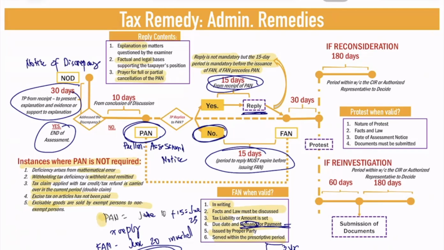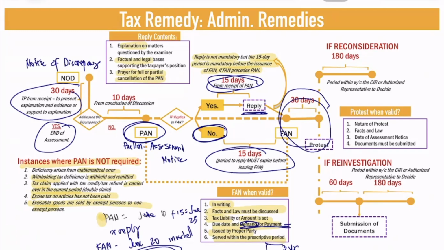Kung nag-issue si BIR ng FAN, kailan siya valid? In writing, facts and law, tax liability, kailangan yung due date and there must be a demand issued by proper party served within the prescribed period, prescriptive period, which is the 3 years and 10 years. Now, assuming there is a FAN, there is a 30-day period for the taxpayer to protest. So 30 days to protest.